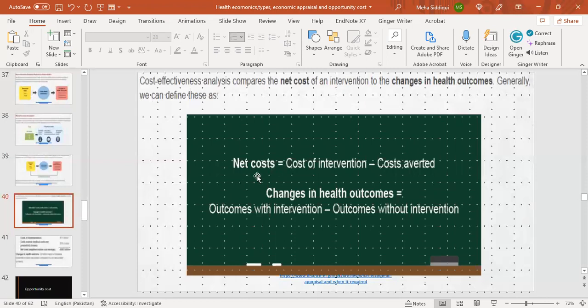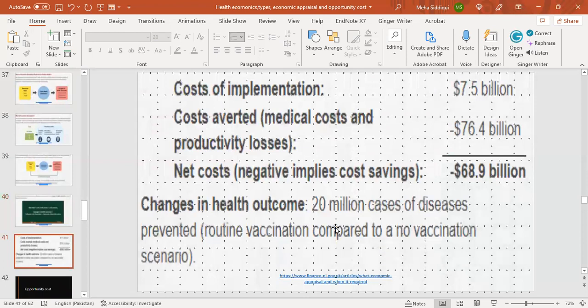Net cost is calculated by subtracting cost averted from the cost of intervention. And changes in health outcomes, we can get by subtracting outcomes without intervention from outcomes with intervention. We can see in this example that the cost of implementation for that project was $7.5 billion, and the cost averted from medical costs and productivity loss was 76.4 billion. So the cost which could be saved was the net cost, which was 68.9 billion. And the change in health outcome is 20 million cases of disease prevented through routine vaccination compared to a no vaccination scenario.